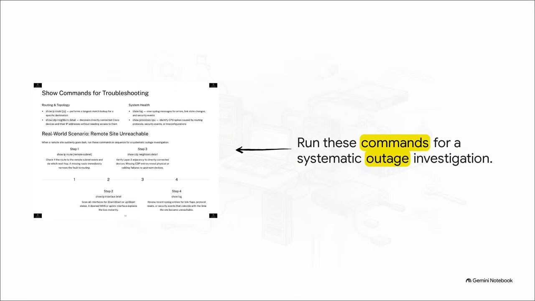Step 2, we drop down a layer to check the interfaces with show ip interface brief. Step 3, verify layer 2 adjacency with show cdp neighbors detail. And step 4, we consult the system health. We review the syslog using the show log command to catch any link flaps or protocol resets that happen exactly when the site went dark.